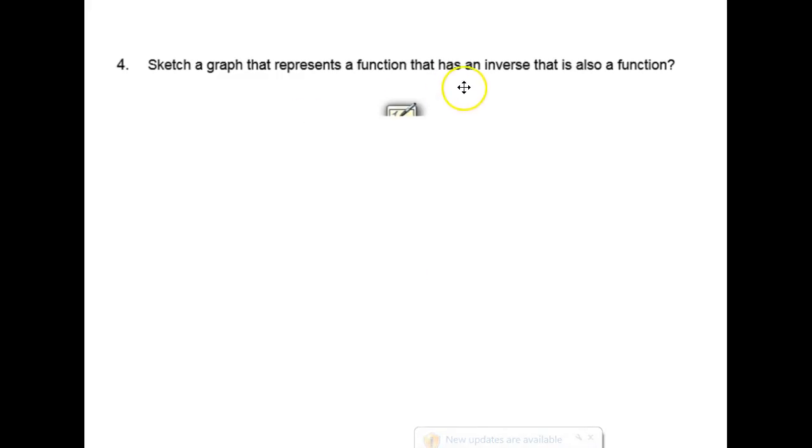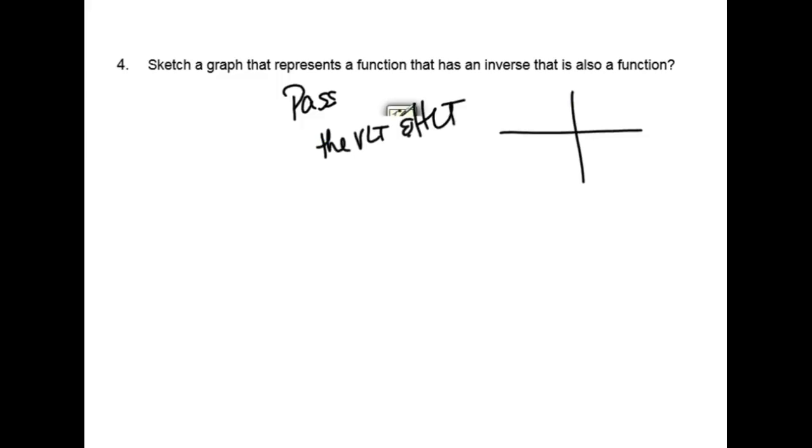So the next question asks about the concept of a function that also has an inverse that's a function. In other words, I'm looking for a function that is 1-to-1. So the idea is this thing that you're about to graph has to pass the vertical and the horizontal line test. So it'll be multiple choice, so you choose the one that passes both vertical and horizontal line test, and when I have to freehand one, I usually graph something that looks like that.